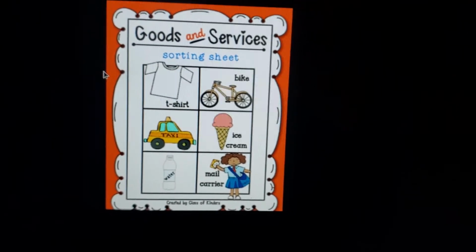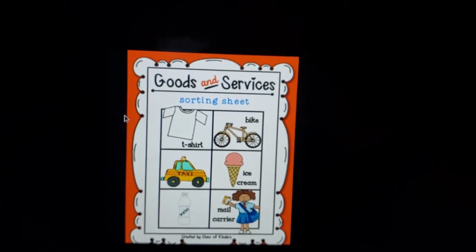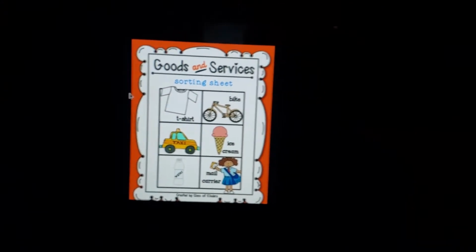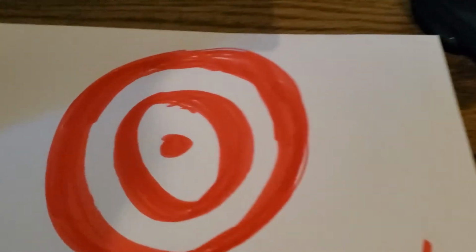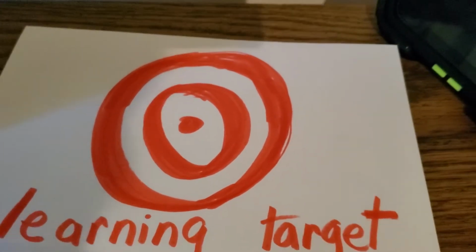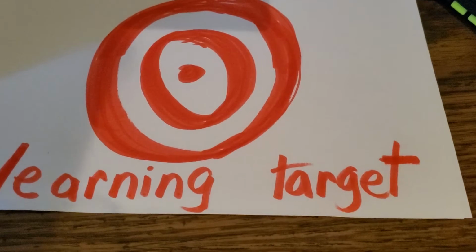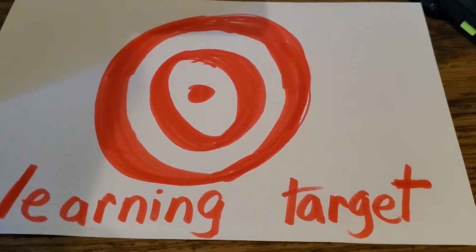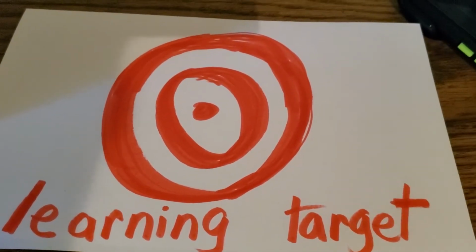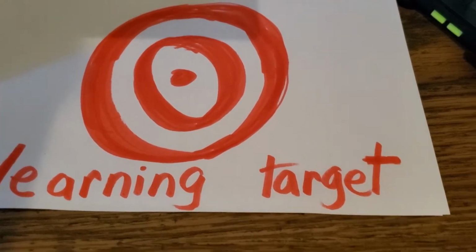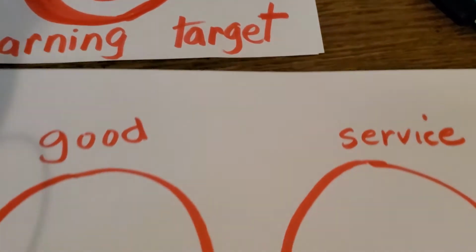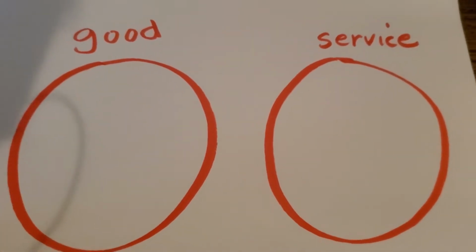It's the social studies assignment for the Wednesday virtual lessons. Of course, you know I always like to go to the target. Our target for today is to give examples or to identify one good and one service, in written form and also by illustration. So I'm going to show you an example. You're going to do a circle graph. On the paper it says do a circle graph.